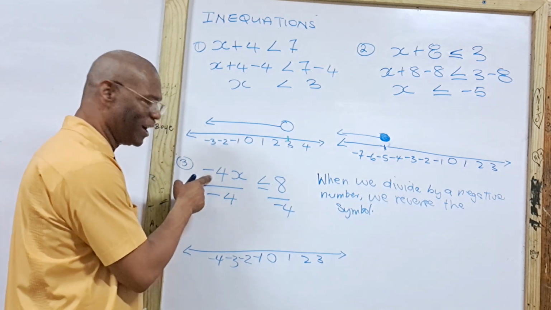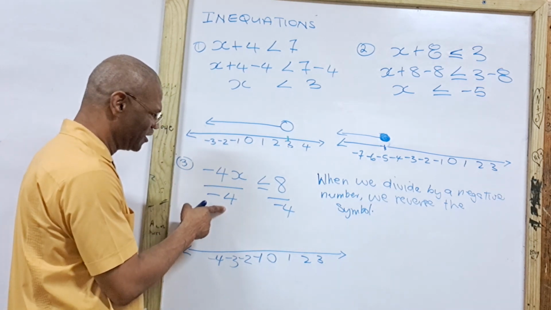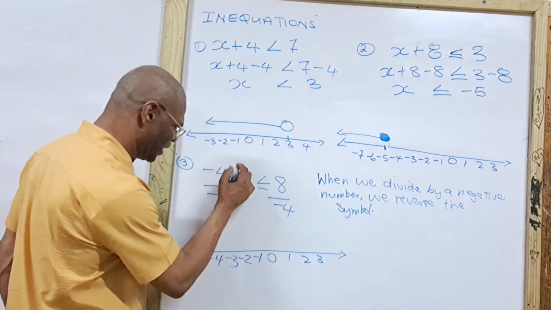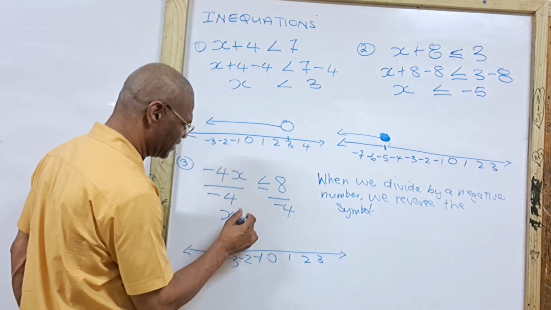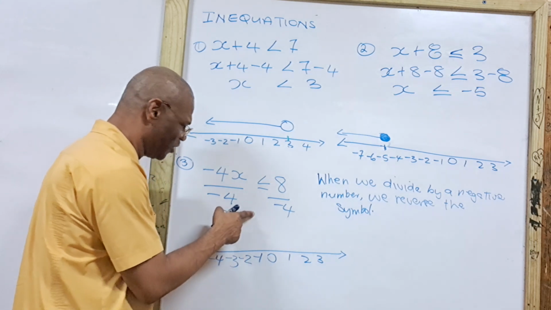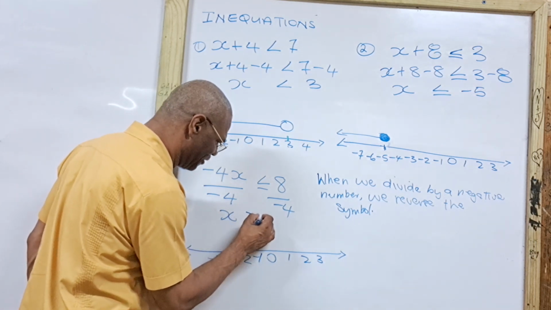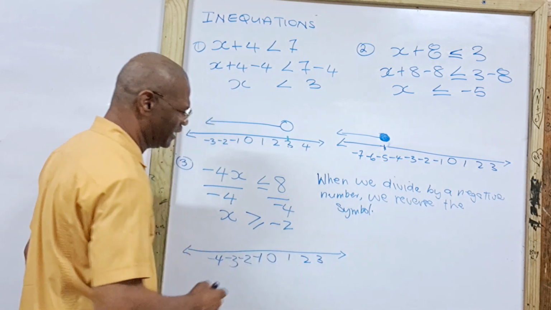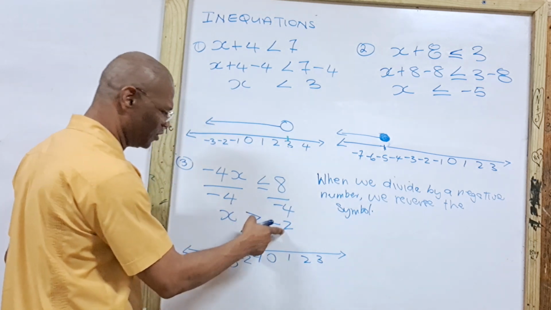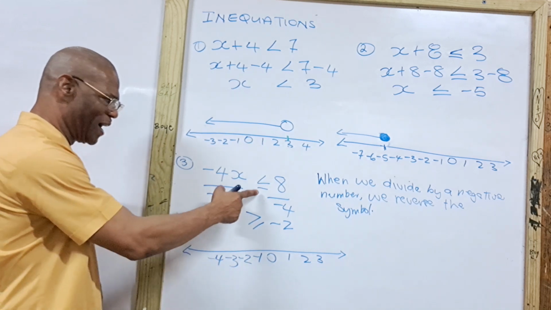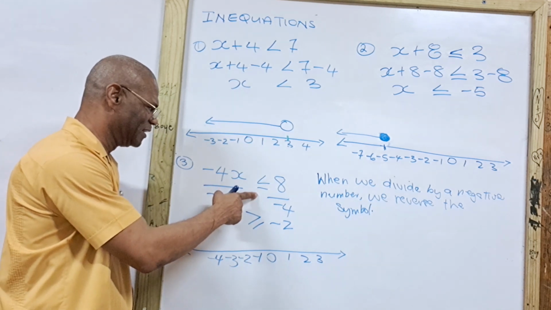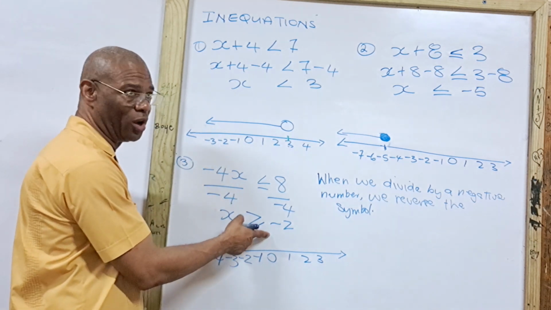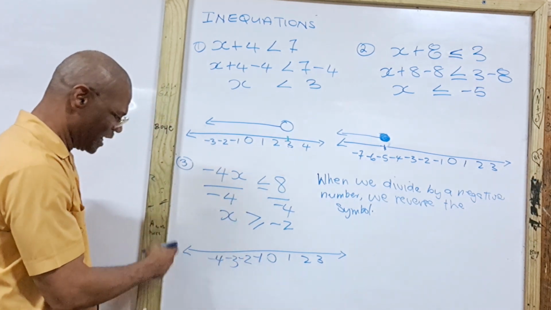So negative 4 divided by negative 4 would give us a positive 1. Right? So we're left with x. And we're going to reverse the symbol, so now it is greater than or equal to negative 2. Alright? So 8 divided by negative 4 is negative 2. Right? So let's say we have less than or equal to, reverse the symbol, we get greater than or equal to. Good? So let's graph that.